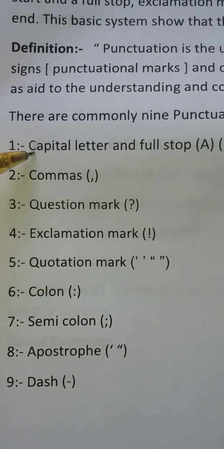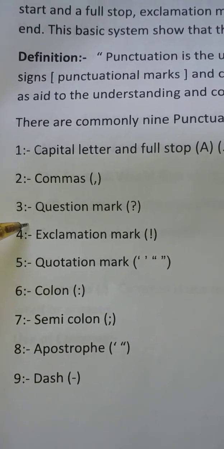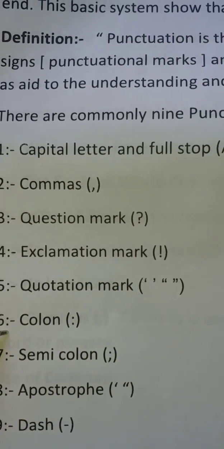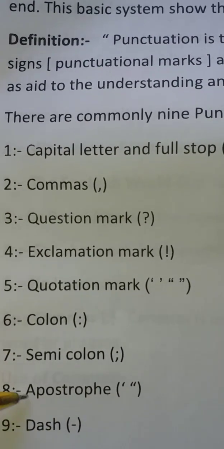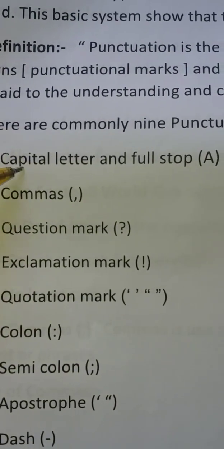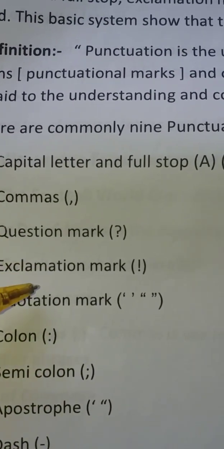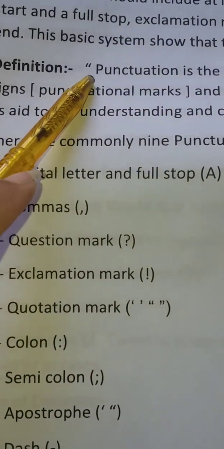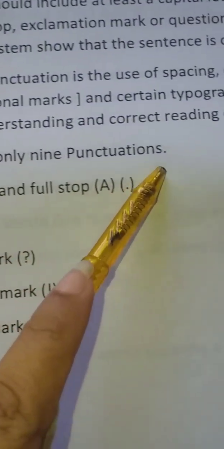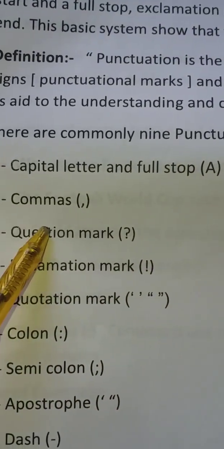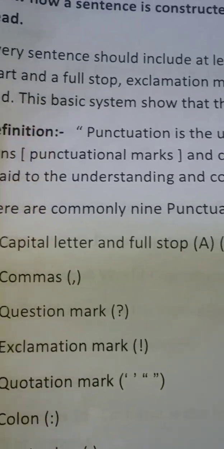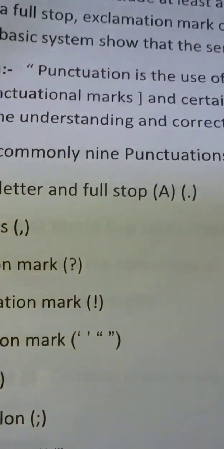I will tell you which punctuation marks are common in normal texts or writings. We use a capital letter and a full stop. We use a comma. We use a question mark. We use an exclamation mark and quotation marks, also colon, semicolon, apostrophe and dash. But mostly we use capital letters, commas, question marks and exclamation marks. We always start a sentence with a capital letter and end it with a full stop. We also use a comma where different things are coming. As you see, we start with a full stop, exclamation mark or question mark, and here we use a comma.